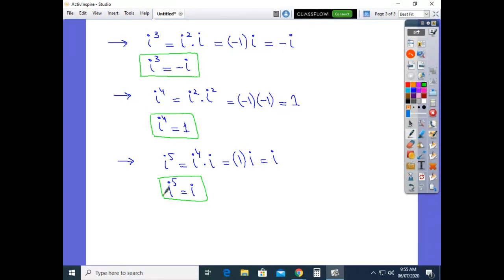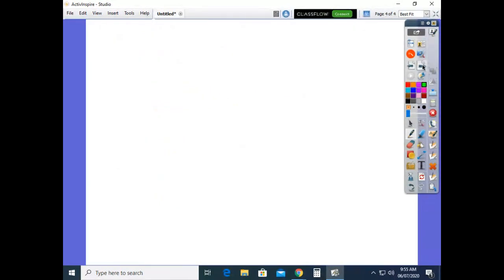Now we come across the exercise on page number 49, exercise 2.5. In exercise 2.5, we simplify or evaluate the first part. The first question: evaluate different values of iota. The first part is iota 7. Here we evaluate iota 7.